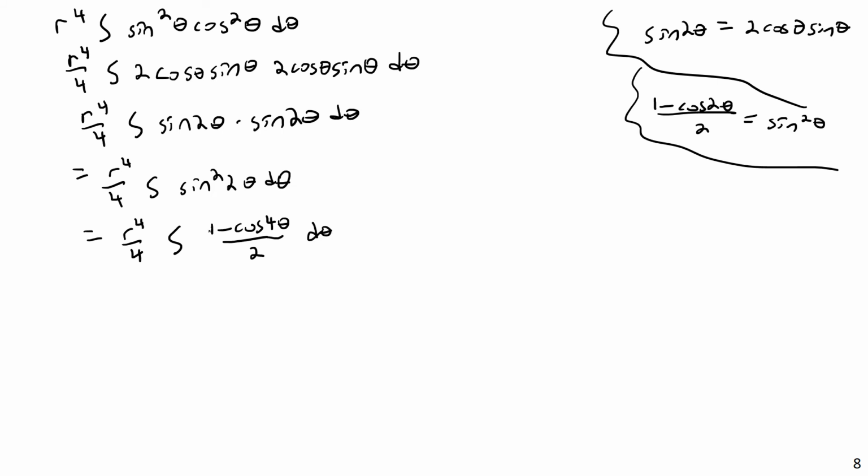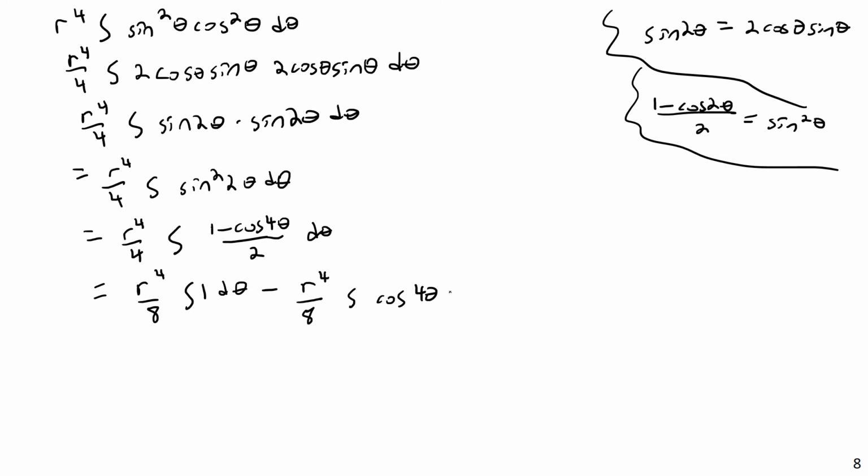And so I'm going to go ahead and separate this out at this point. Well, first I'm going to pull out the 1/2, so that'll become a 1/8 on the outside. I'm going to break this into 2 integrals. This will be r to the fourth over 8 times the integral of basically 1 d theta, although you really wouldn't have to do that at this point. I just wanted to do this. That made a little more sense when I was working through it. Then we'll have r to the fourth over 8 times the integral of cosine of 4 theta d theta.